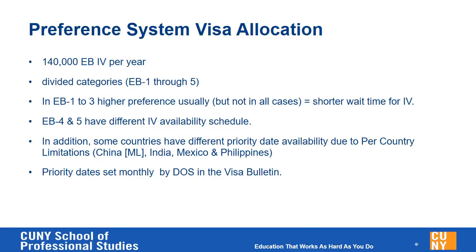Not always. The mechanism of how the State Department determines which numbers and which categories move forward or backwards is very complicated and is based on some assumptions and some information, and it's not always 100% consistent. That is something that we're going to discuss in a little more detail. EB4 and EB5 have a different availability schedule that is separate from the EB1, 2, 3, but they're also counted under those 140,000 visas.